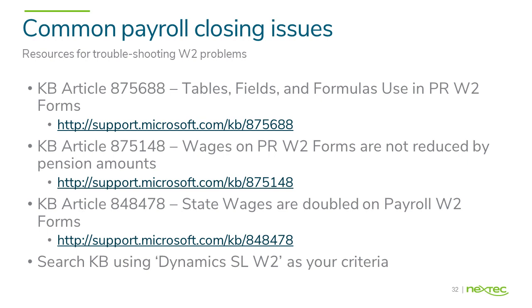A couple more, tables, fields, and formulas. Wages on payroll W-2 forms are not reduced by pension amounts. State wages are doubled on payroll W-2 forms. These are all pretty common issues that come up. There's some KB articles, and again, if you can't find a KB article, you can use the search function in Customer Source, and if you still can't find it, please let us know, and we'll be sure to assist with these.